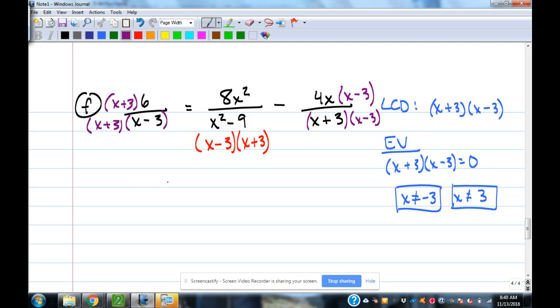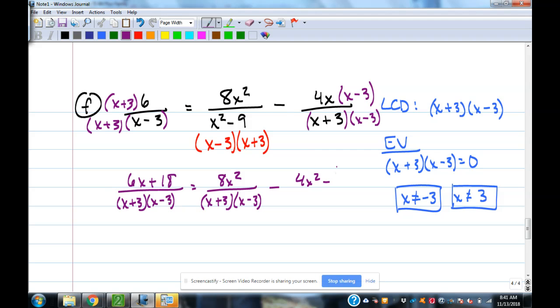All right. So that's going to give us 6x plus 18 over x plus 3, x minus 3 equals 8x squared over x plus 3, x minus 3, minus 4x squared minus 12x over x plus 3, x minus 3. So that's what it looked like after you fixed the denominators for all your fractions. What's the next step?